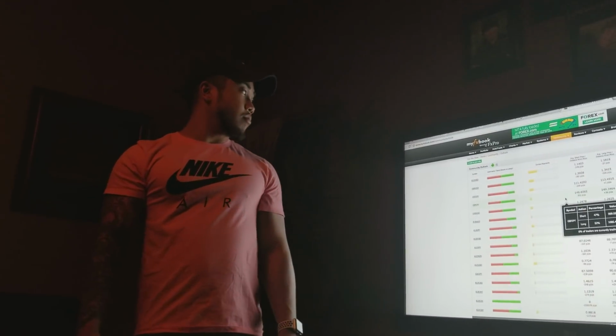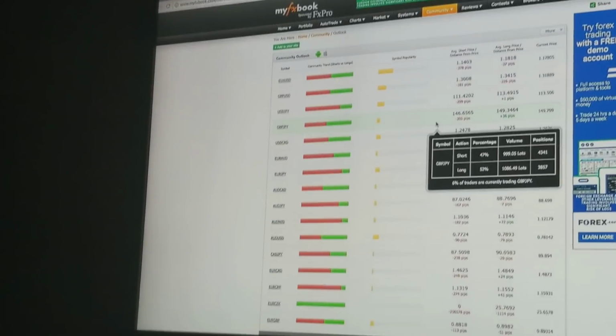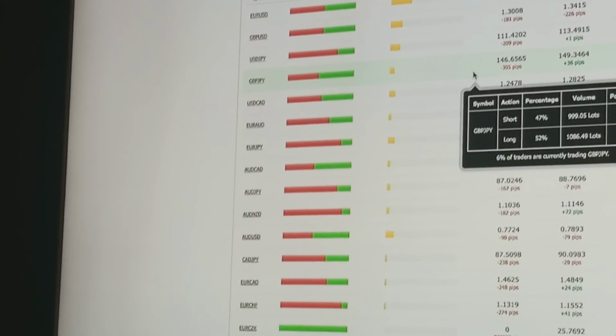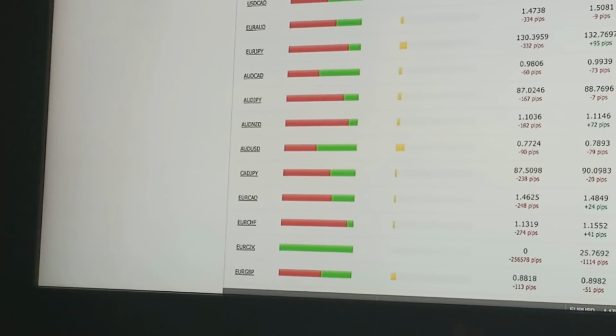Look at your CHF. Look how big that one is. Euro CHF? Yeah, near the bottom, three up from the bottom. There's tons of people in the sell.